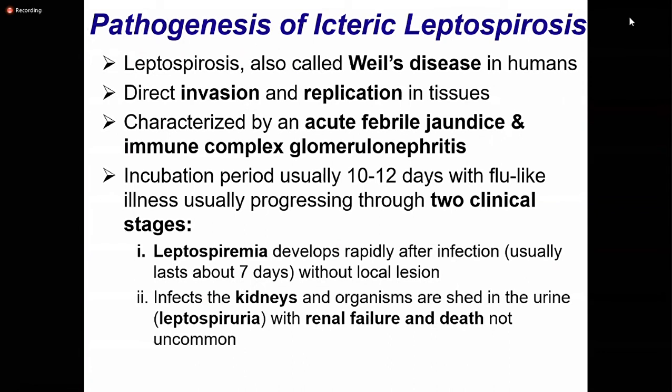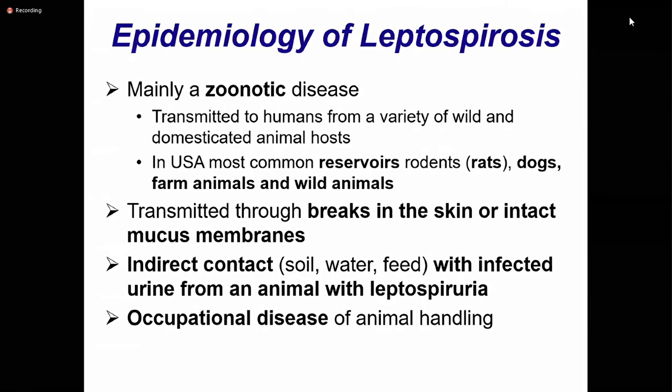Now, what is the pathogenicity? It causes what we call Weil's disease. This is a direct invasive infection that replicates in the body and is characterized by acute febrile jaundice. It also causes immune complex glomerulonephritis. It usually has two clinical stages. I don't want you to go into details, but you will study that later on in the block itself.